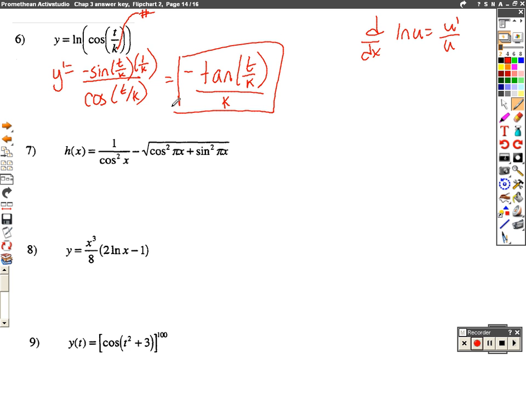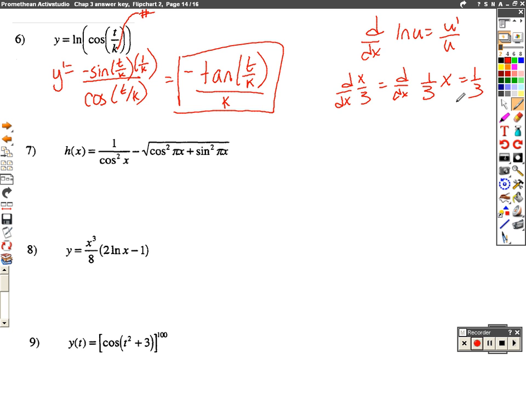Okay, just to remind you why I'm saying the derivative of t over k is 1 over k. If I was taking the derivative of x over 3, just like a plain old x over 3, this is the same thing as the derivative of 1/3 times x. And the derivative of a constant times x is just that constant.